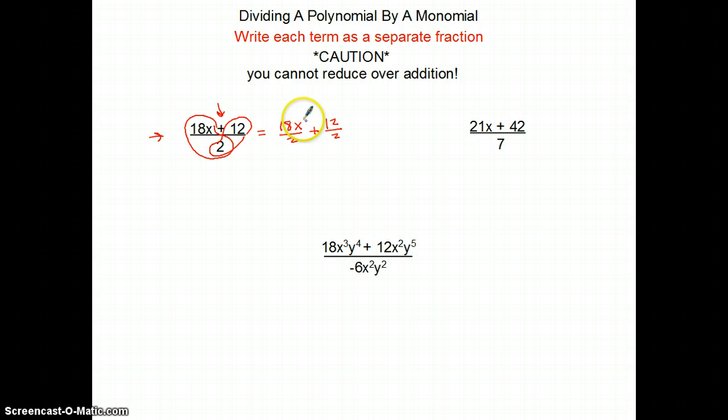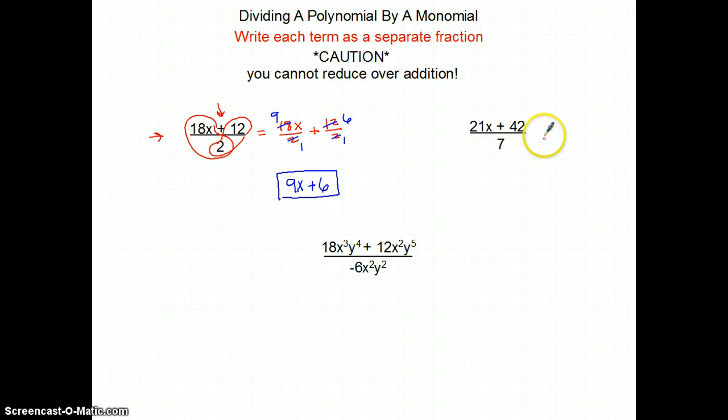Now in the first fraction, notice there is no addition or subtraction here. So what I can do is reduce the 18 to a 9 and the 2 to a 1. So I end up with 9x. And on the right, 12 reduces to a 6, and the 2 reduces to a 1, so I end up with a plus 6. And this is the final reduced form of your original division problem.